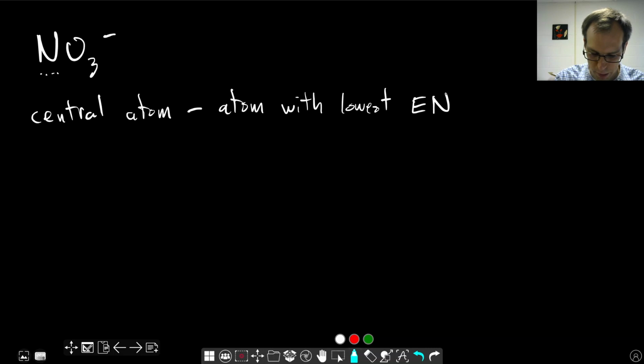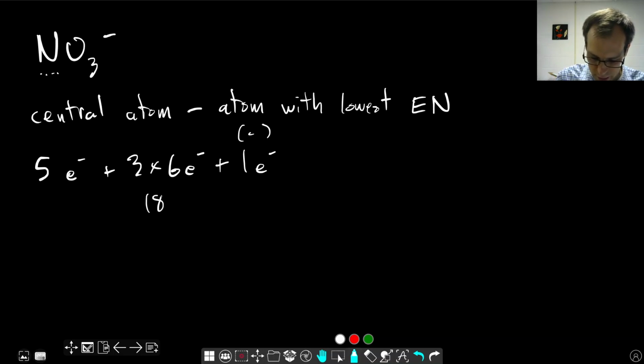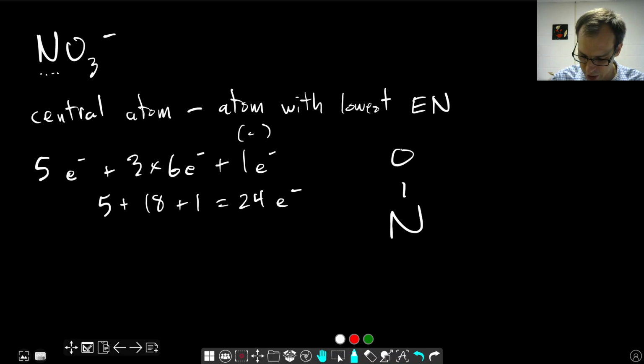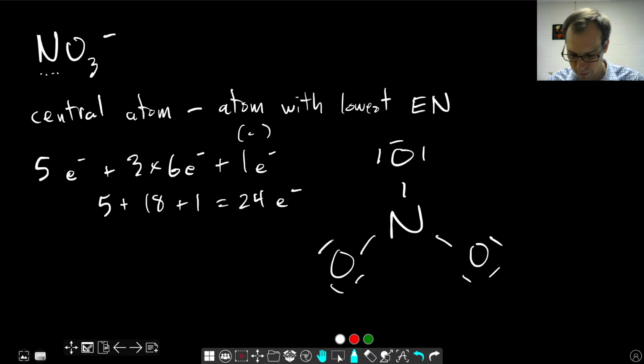Okay, so our total number of electrons is: nitrogen has 5 valence electrons. Each oxygen has 6 valence electrons, and that's multiplied by 3. And then we need to add one more electron for the negative charge because this is an ion. So we'll get a total of 18 plus 5 plus 1, which gives us a total of 24 valence electrons. Now let's go ahead and draw the structure. We'll put nitrogen in the middle, our 3 oxygens around the outside, and add all of our lone pairs for the oxygens. All right, and that gives us this structure.